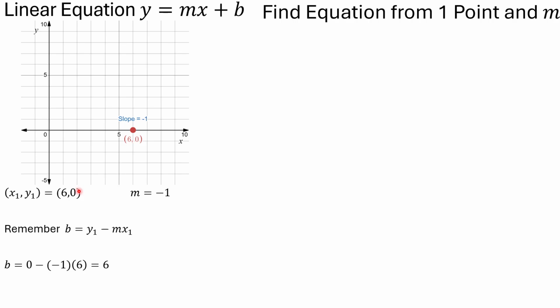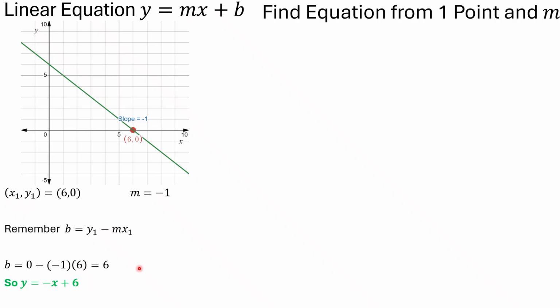Y is 0. The slope is -1, and x is 6. So 0 minus -1 times 6. -1 times 6 is -6. So minus -6 is +6. So the y-intercept is 6, and my slope is -1. So my equation is y equals -x plus 6.